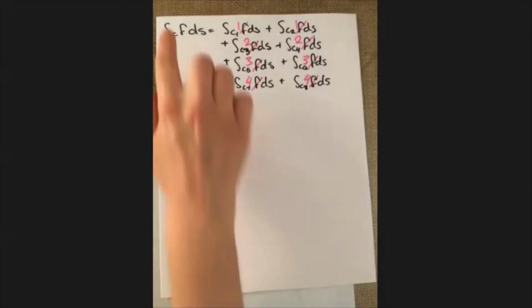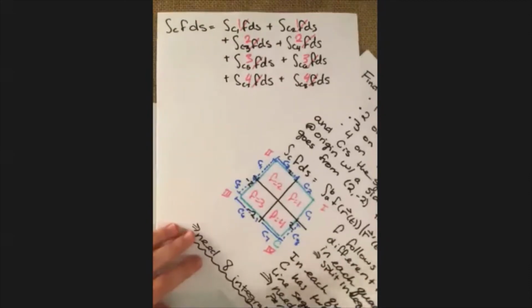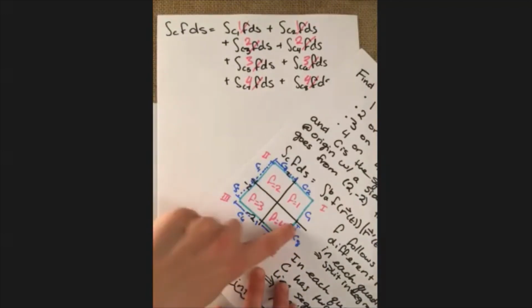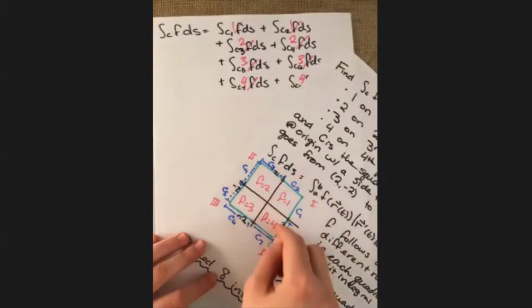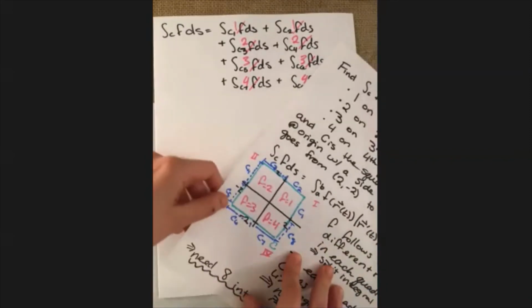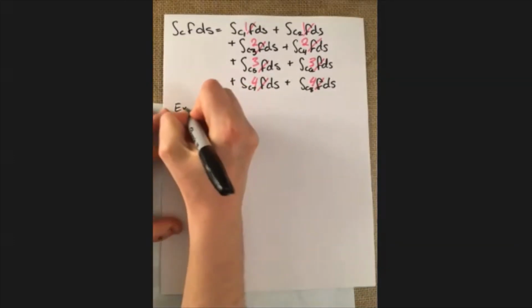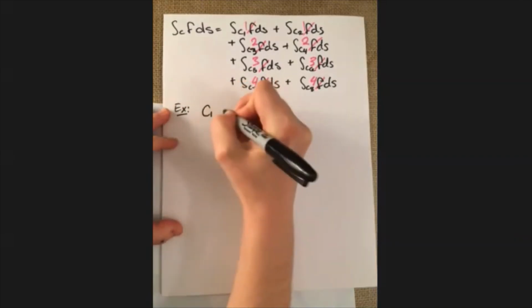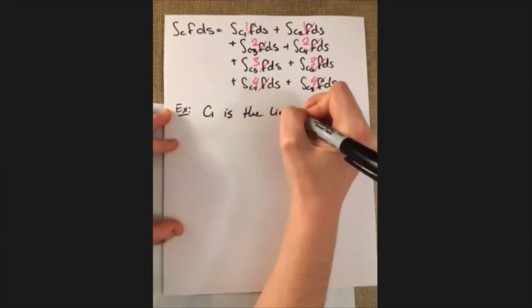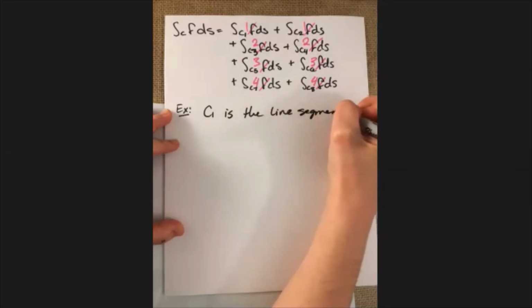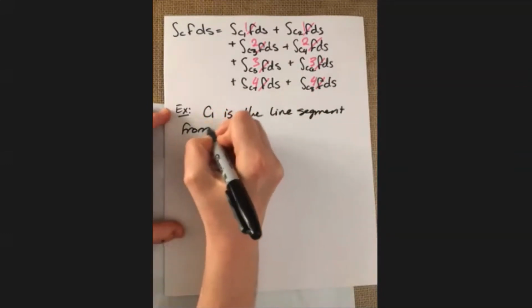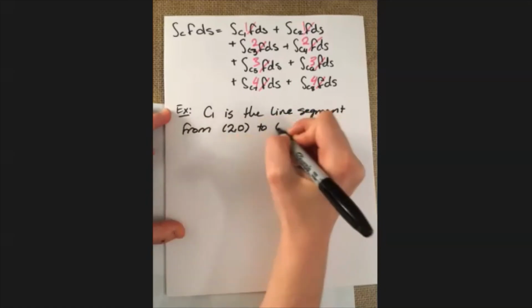All right, so what we've done is we've taken our integral and broken it up into 8 different little pieces, because we are allowed to take the curve, break it up into pieces, and then add all the pieces up at the end to give the result that we want. So I'm going to work one of these and then I'll leave the other 7 to you, but they all are exactly the same. So here's our example one. C1 is the line segment from (2, 0) to (2, 2).